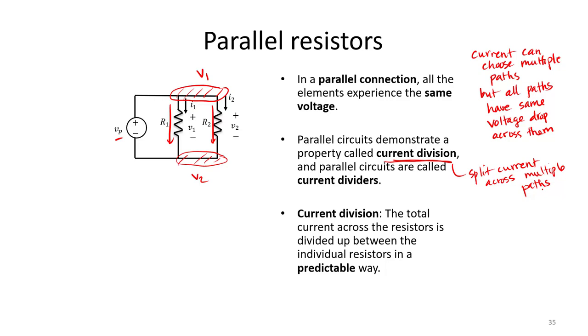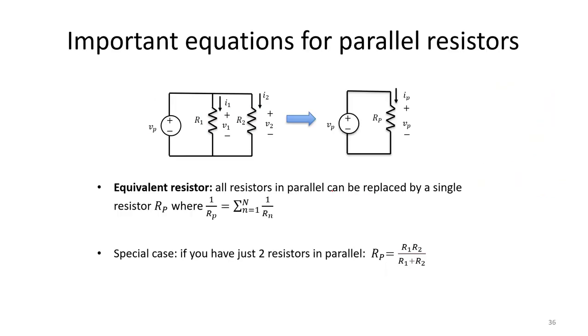So basically, when we talk current division, what we mean is that the total current across resistors is divided up in a predictable way. Very similar to voltage division. And so you may sometimes hear parallel circuits being called current dividers. Once again, we've got some important equations for those parallel resistors.